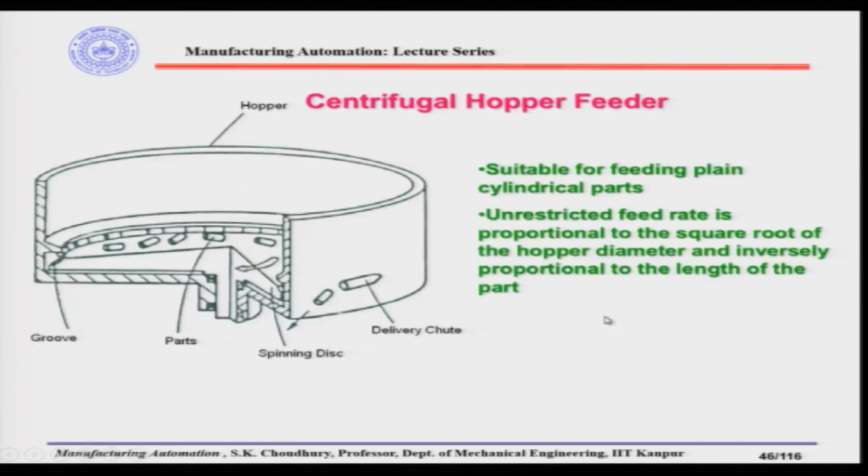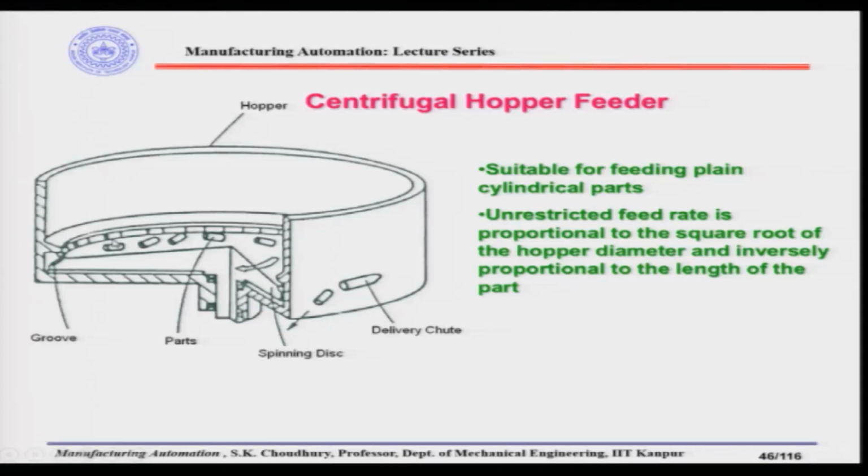Next we discuss the centrifugal hopper feeder. In the centrifugal hopper feeder we have the base, which is rotating, and during the rotation the parts are given centrifugal force. Because of the centrifugal force, the parts are nested in the slots, which are located at the outer periphery of the inner disc, and when these slots are aligned to the delivery chute, the parts come out one by one. This is suitable for feeding plain cylindrical parts like the one shown here, and the unrestricted feed rate is proportional to the square root of the hopper diameter and inversely proportional to the length of the part, that we have actually seen in other feeders earlier also.